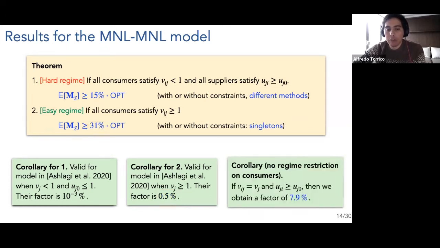Finally, if you want to consider no constraints on the regimes for the consumers, meaning that you don't divide between these less than 1 and more than 1, then we can provide a guarantee. Actually, we provide a factor of 7.9%, but we have to restrict our scores to be all the same, meaning we have the same model for consumers, and as long as the supplier satisfies this condition of preferring more to stay than to leave.